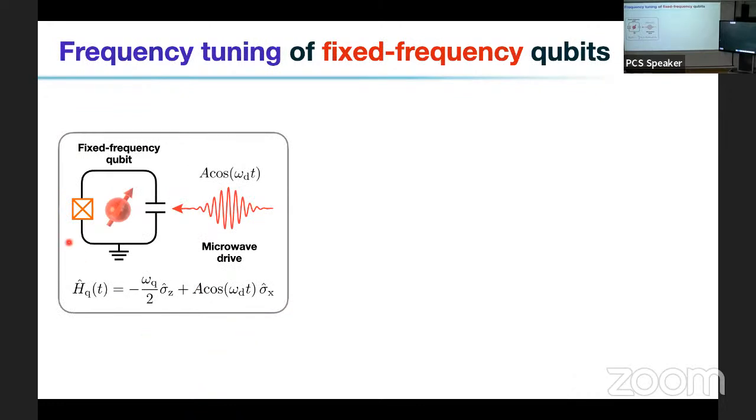My approach is this. I consider the situation where the fixed frequency qubit is under microwave drive. In my formalism, I will consider the fixed frequency qubit as a 2-level system. I can write out the Hamiltonian with the Pauli Z operator, and the energy gap is omega q. The interaction with the microwave can be described by this Hamiltonian term, Pauli X, and the drive amplitude and the drive frequency are given in this way.